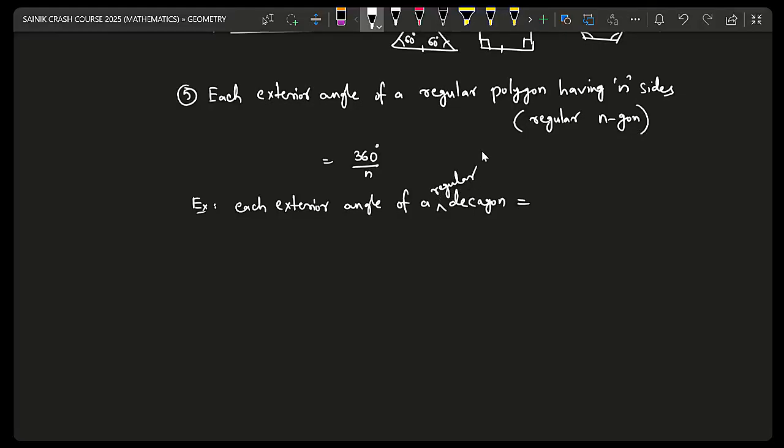Sir, a decagon has 10 sides and the total angle is 360. Yes. So 360 by 10, which is 36. That means each exterior angle of a regular decagon is 36 degrees. Very good, Vishnu. So like this, you can take any regular polygon and find each exterior angle using this formula, that is 360 by n. And the next one is each interior angle.